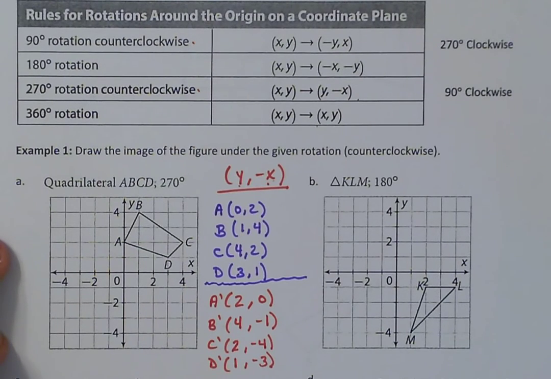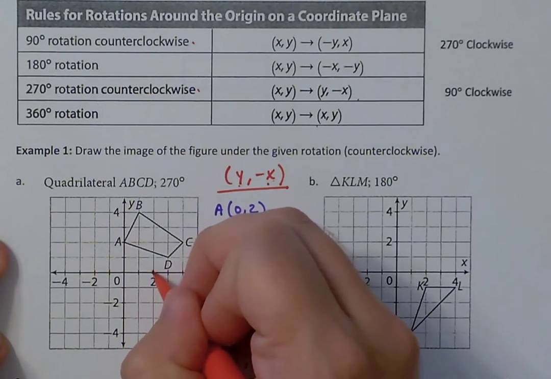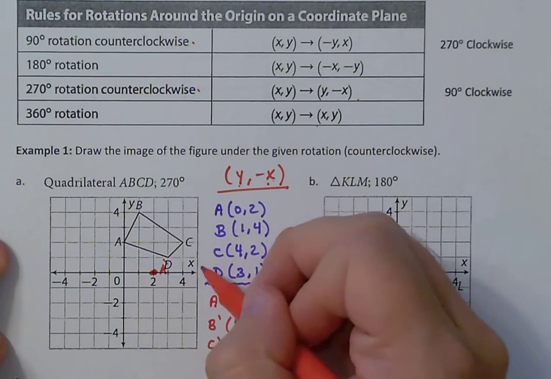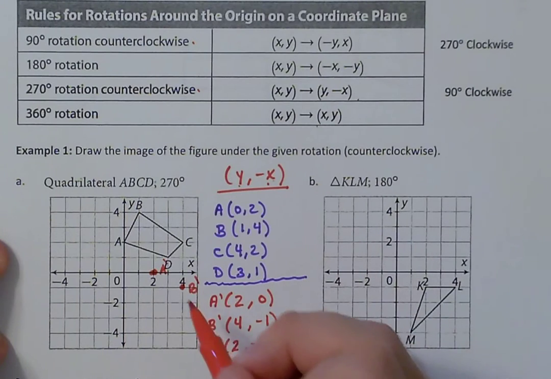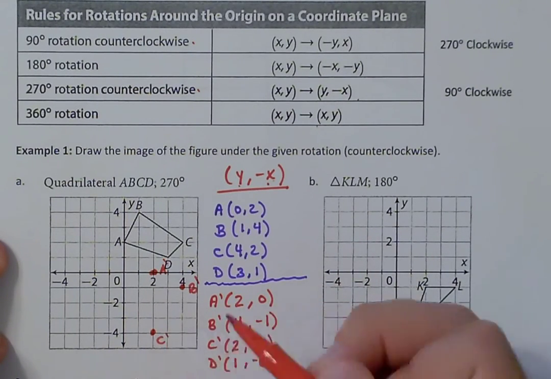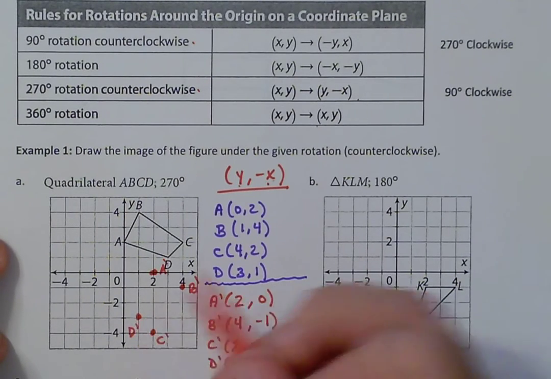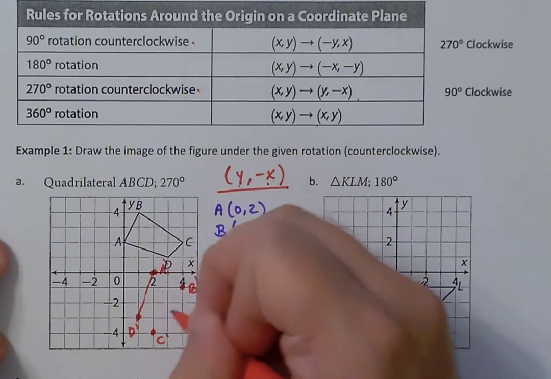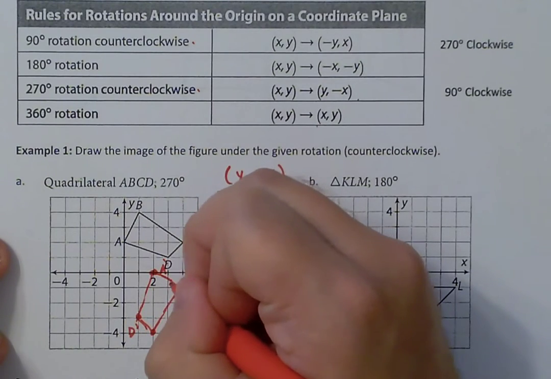So we're just going to go through and plot those. We have (2, 0) for A prime. B prime is at (4, -1). C prime is going to be at (2, -4). And D prime is at (1, -3). So I now have my four points. Let's go through and connect my vertices and create my shape.